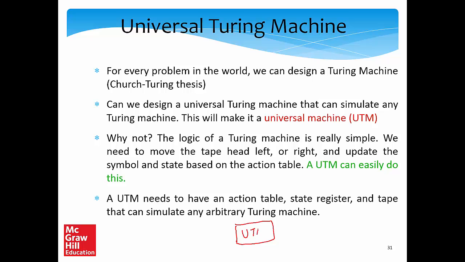So what a UTM does is as follows: if a Turing machine is given to it and the inputs are given to it, so whatever is written on the tape, can it produce an output? The output that the original Turing machine would have produced. Can it in a sense simulate the Turing machine and simulate its action table, all of its actions, and produce the output that the original Turing machine would have produced? If we can design such a machine, we'll call it the Universal Turing Machine, or the UTM.